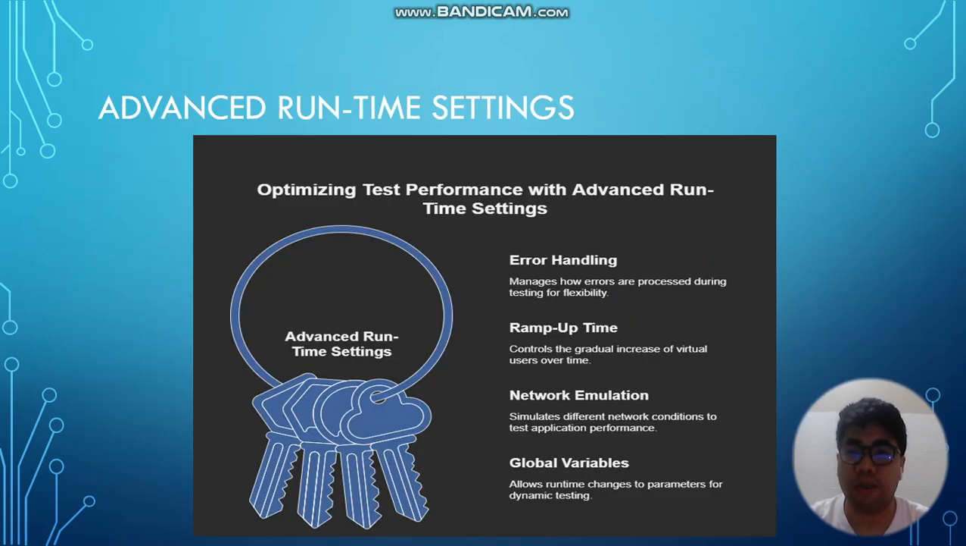So let us know advanced runtime settings. So here are the key points of advanced runtime settings. First, we have error handling that manages how errors are processed during testing for flexibility. Ramp up time that controls the gradual increase of virtual users over time. And network emulation that simulates different network conditions to test application performance. And lastly, global variables that allow runtime changes to parameters for dynamic testing.